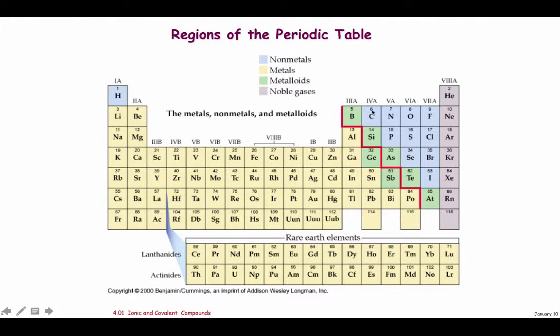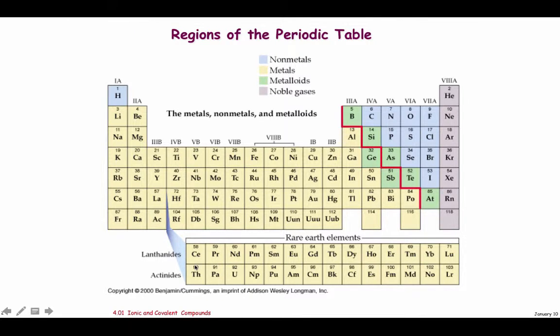Then you have these elements right here in the diagonal, and they tend to be metals, and right in this border between the metals and the non-metals, these elements are called metalloids. In the center right here they're called transition metals. On the bottom it's called rare earth, or the lanthanide series, or the actinide series.